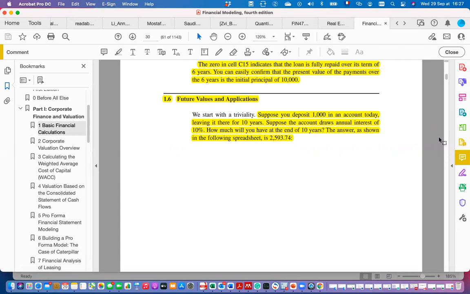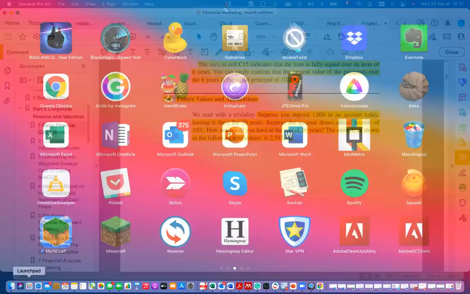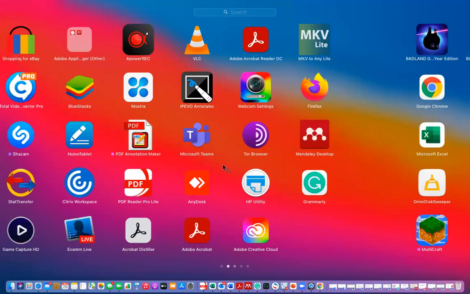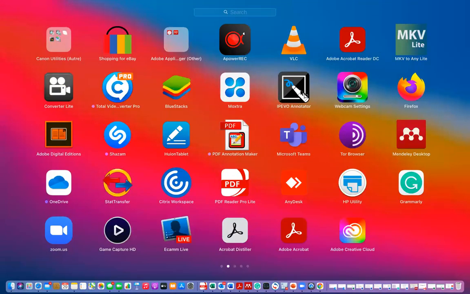The answer, as shown in the following spreadsheet, is 2,593.74. So actually, this is a very simple problem, because we are supposed to learn how to deal with the future value during your bachelor degree courses. Let me just open the spreadsheet or the board. Let's open the board first.